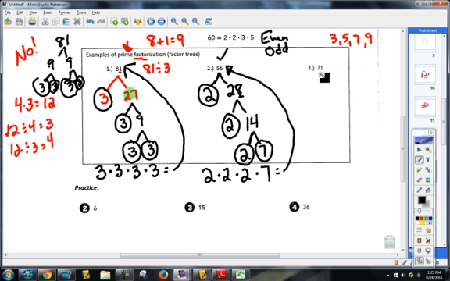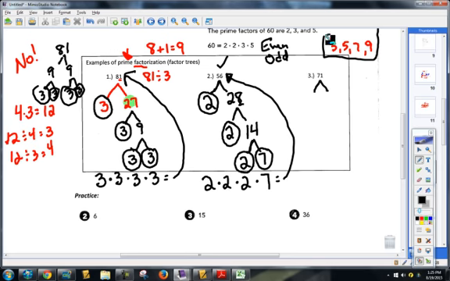Okay, next one. Here we got 71. Remember, is it even or is it odd? It is definitely odd. So right away now I'm going to go to this and say, okay, I'm going to just check these 3, 5, 7, 9. If it's odd, you always just go right to 3, 5, 7, 9. So let's check 3 to see if it could be a factor. 7 plus 1 is 8. Does 8 have a factor of 3?